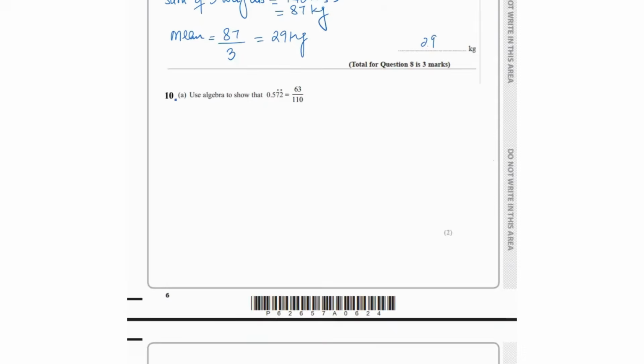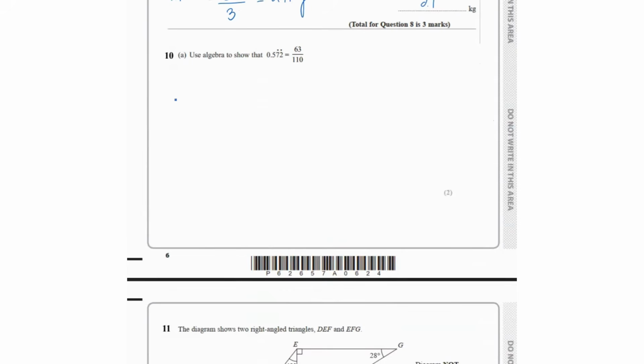Then recurring decimals is also coming very frequently. So this has like 3 steps. First, you assume that x equals the recurring decimal, which is 0.5727272. The dots are on 7 and 2, which means 7 and 2 are being repeated, not 5, 7, 2. So we have a recurring pattern of 7, 2.